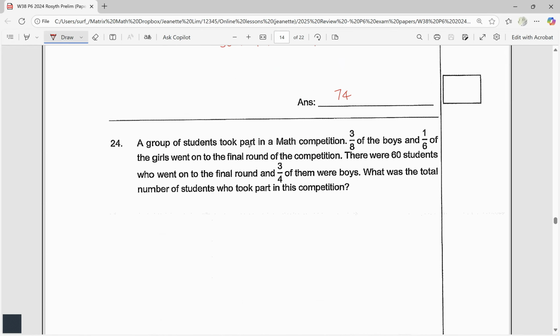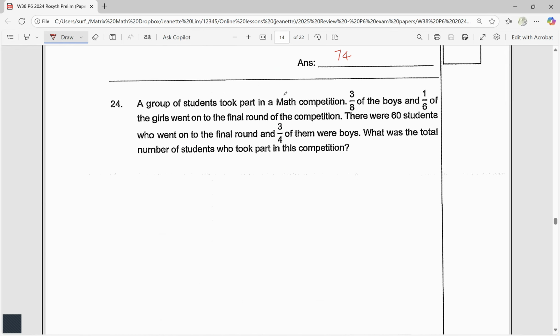In question 24, a group of students took part in a math competition. 3/8 of the boys and 1/6 of the girls went on to the final round of the competition. There were 60 students who went to the final round, and 3/4 of them were boys. What was the total number of students who took part in this competition?